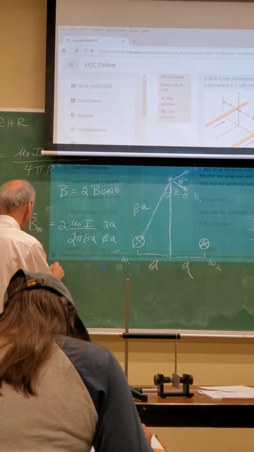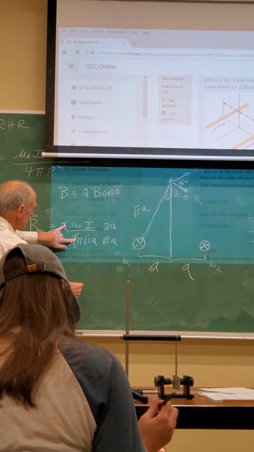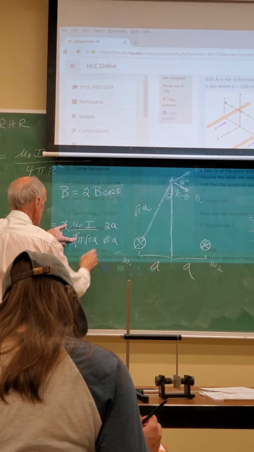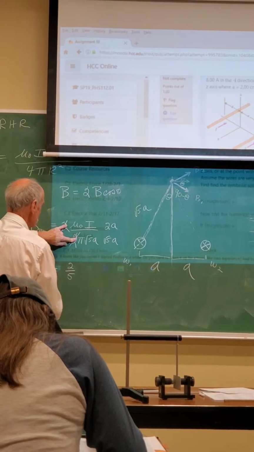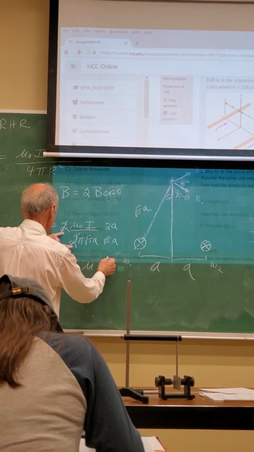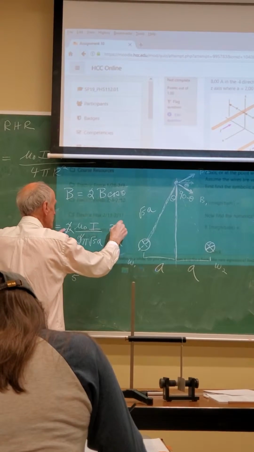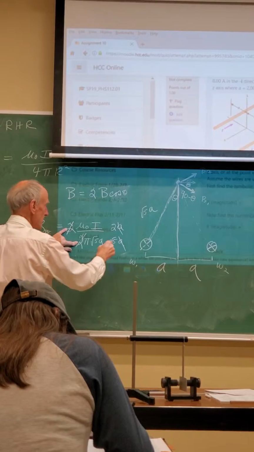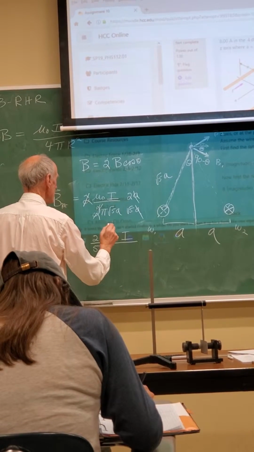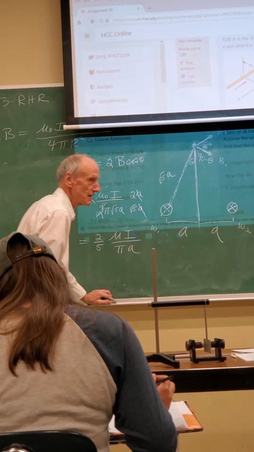Okay. Well, I'm going to cancel. You can do whatever you want, but I'll just show you what I would do. I'd cancel these two. And this would become 5. And there's still a 2 there. So it looks like I'm left with 2/5. Oh, and this is a squared, and that's a, right? So one of the a's goes away. Mm-hmm. So I get 2/5 mu naught I over pi a. You can check that, but I don't think I made a mistake.